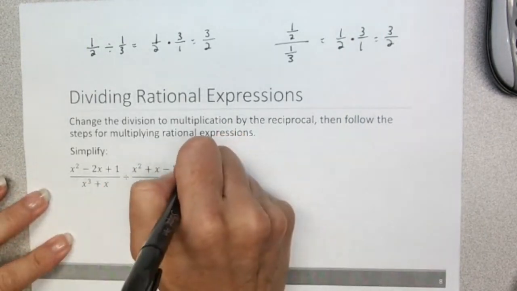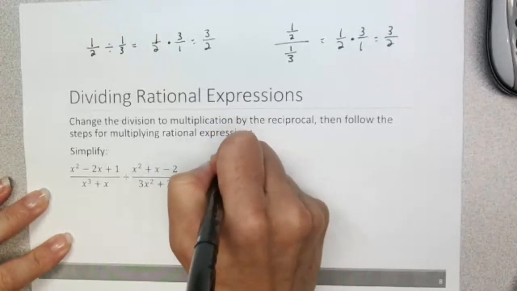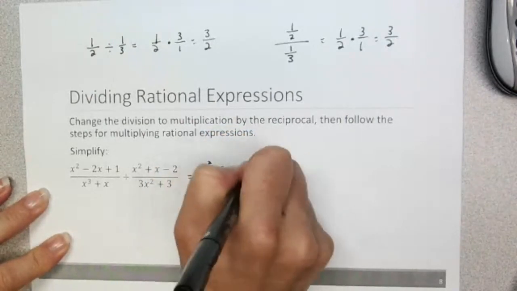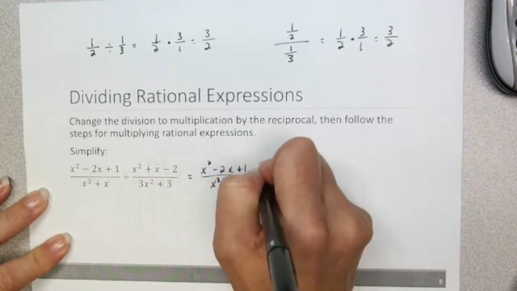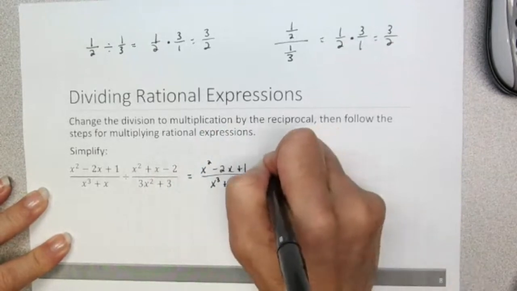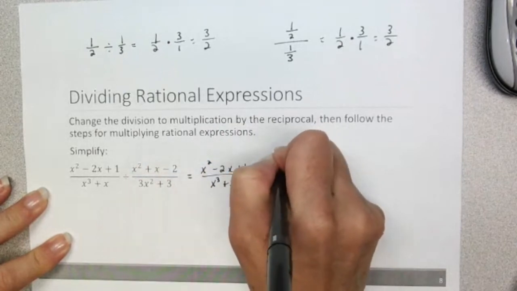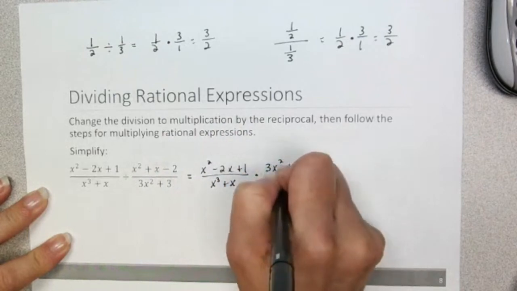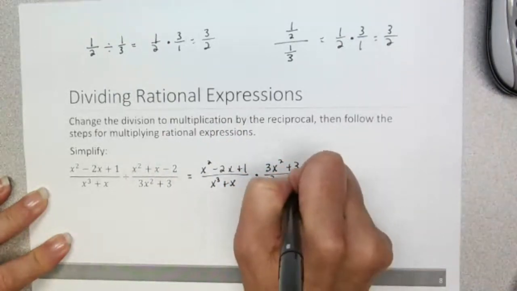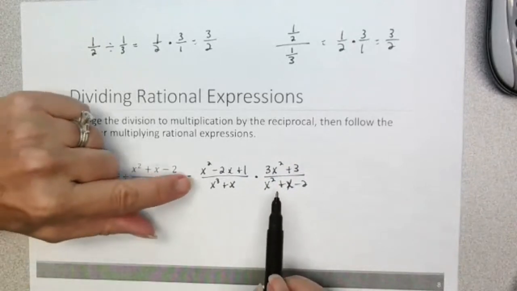Let's rewrite this as a multiplication problem. It's then going to become x squared minus 2x plus 1 over x cubed plus x multiplied by, and then we're going to flip that, or use the reciprocal, 3x squared plus 3 divided by x squared plus x minus 2. All right, so now we have a multiplication problem.